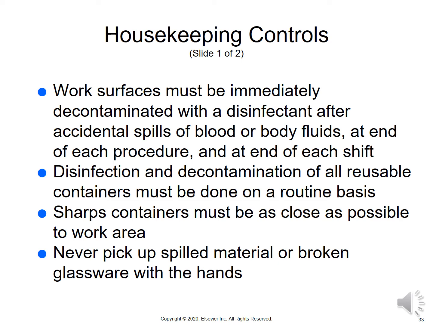The bloodborne pathogen standard requires certain housekeeping measures to ensure a sanitary work area. A schedule must be posted for the cleaning and decontaminating of each work area where exposure could occur. Documentation of these procedures must include information about the surface cleaned, the type of waste encountered, and procedures performed in the designated area. After accidental spills of blood or body fluids, at the end of each procedure, and at the end of each shift, work surfaces must be immediately cleaned and then disinfected with a disinfectant registered with the Environmental Protection Agency, or the EPA.